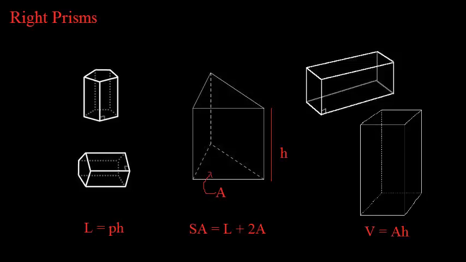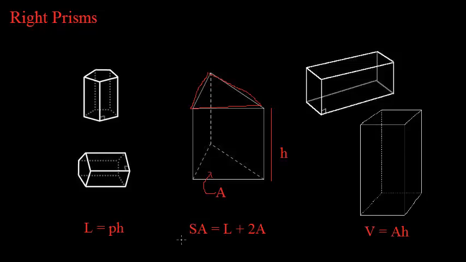Our formulas for right prisms: we have our lateral surface area, L, is equal to P times H, where P is the perimeter of the base. So if we're looking at the right triangular prism, the perimeter of the base is the distance around the base, multiplied by the height being the distance from one base to the other. So to find the lateral surface area, we multiply perimeter times height.